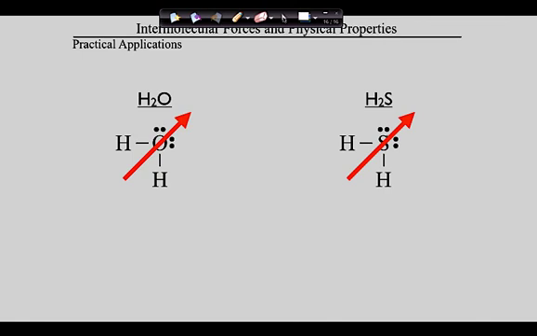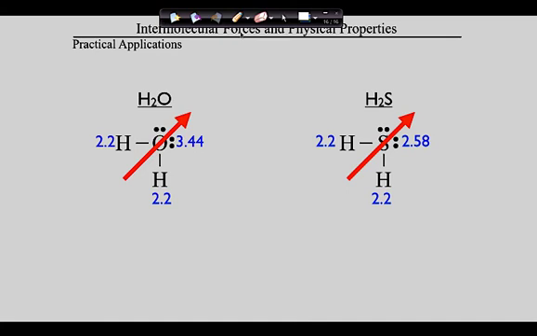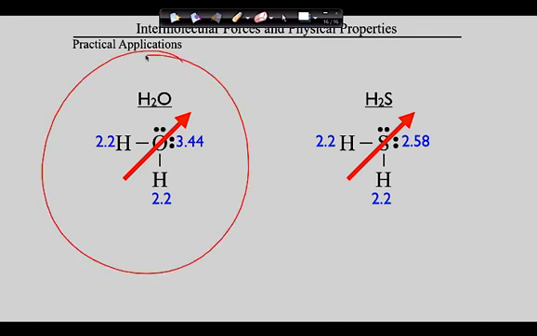So how do we know which one is more polar? Well, we look up their electronegativities. In order to figure out their relative polarities, we need to figure out how polar these bonds are, so we need to do a little math. Let's take a look at water. Oxygen has an electronegativity of 3.44 and hydrogen has 2.2. If we subtract, we find that this bond has a polarity of 1.24, and so does this one.